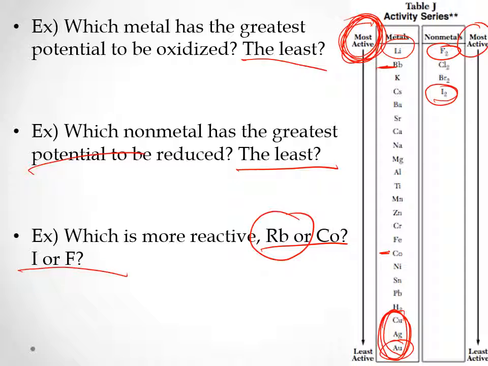And then I versus F, we can see right here, fluorine's our winner up top, big surprise again there, and iodine's down here. So fluorine is the most reactive of these choices right there.